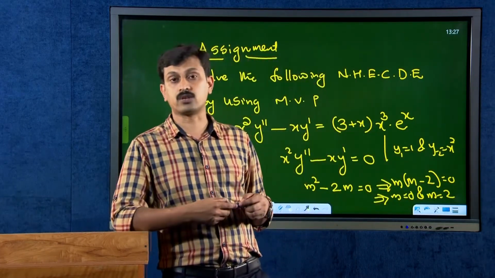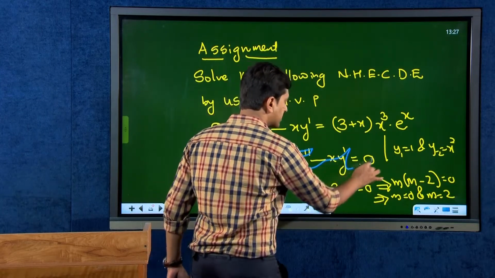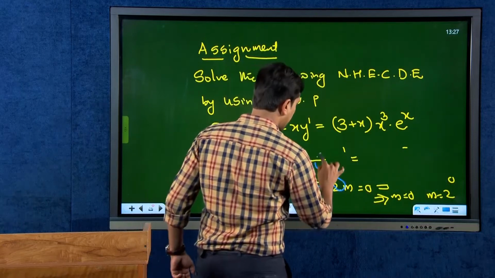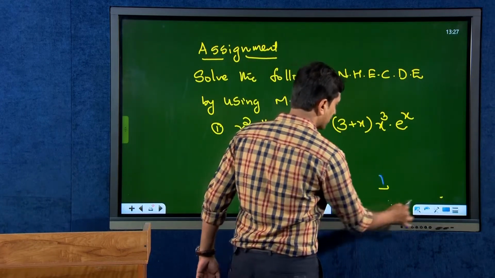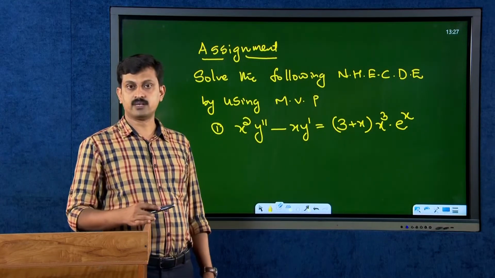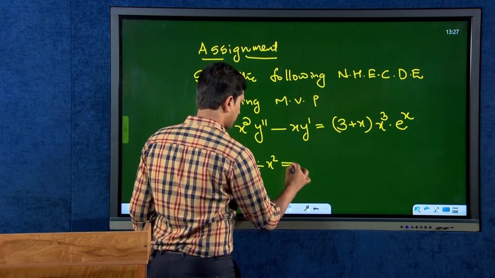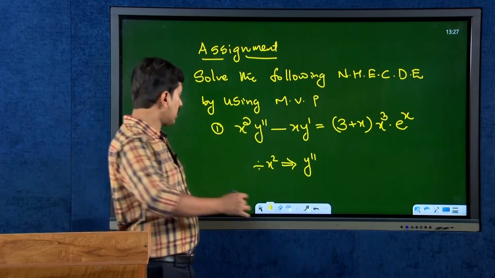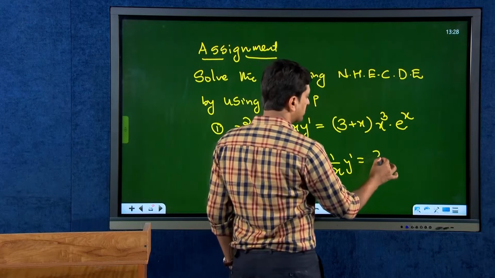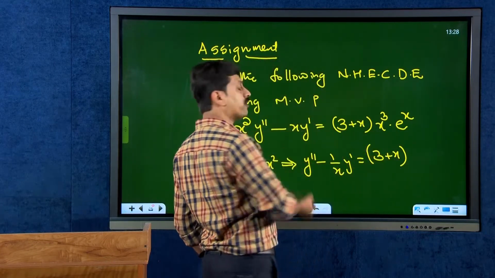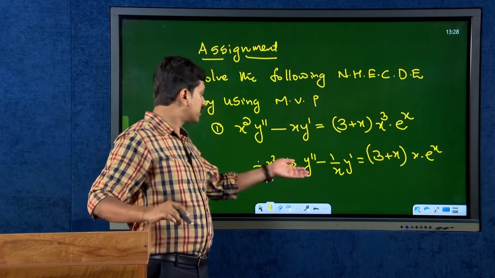So, we can find the Wronskian, and we can divide the entire term by x square to make it the standard form of the non-homogeneous equation to apply the method of variation of parameters. Dear students, we just divide the entire term by x square. While dividing the entire equation by x square, we will have the equation as y double dash minus 1 by x y dash is equal to, while dividing x by x square, finally we will have 3 plus x, and dividing x cube by x square, finally we will have x e raised to x. So, this is the new equation.